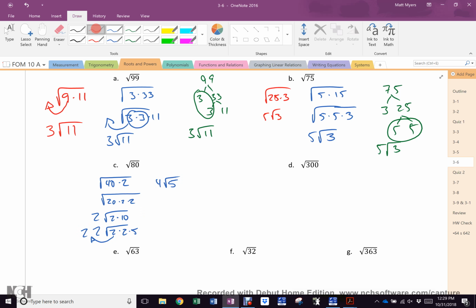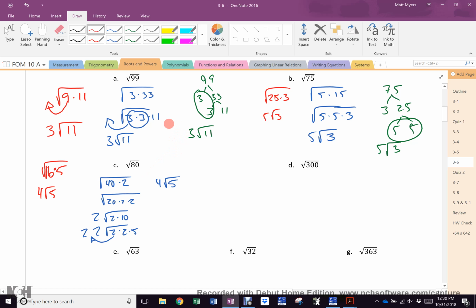Now, I know that 16 times 5 is 80 because I've done more math than you guys. So I only need to do one step, don't I? What's square root of 16? 4. 4 comes out, leaves a 5 under there. Please notice, the bigger the number, the more likely you might have to go to the green version, right? But you don't ever need to.